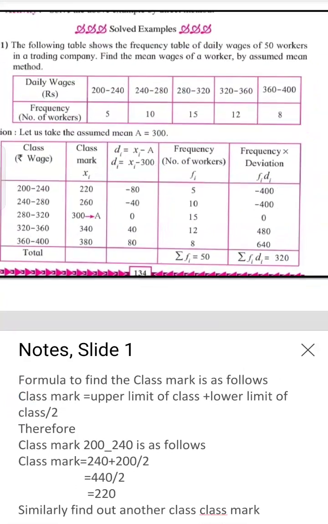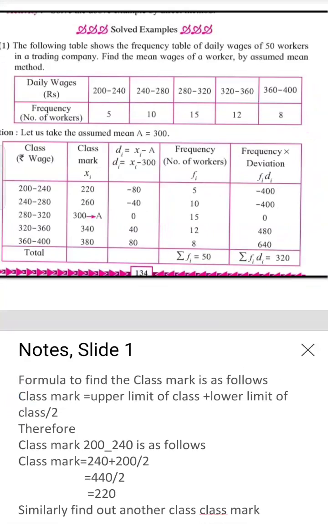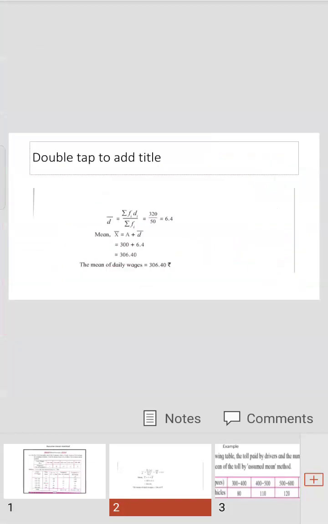Then the fifth column. First find the frequency multiplied by deviation, that is fi di. Minus 80 into 5 is minus 400. Minus 40 into 10 is minus 400. 0 into 15 is 0. 40 into 12 is 480, and 80 into 8 is 640. Then find the summation of fi di, the sum of the products of frequency and deviation, that is, the summation of fi di is 320. Then find the d bar.